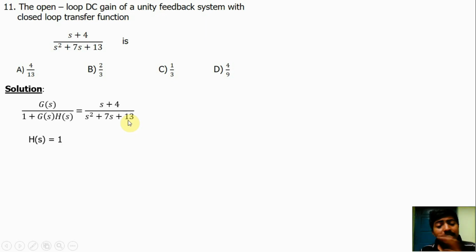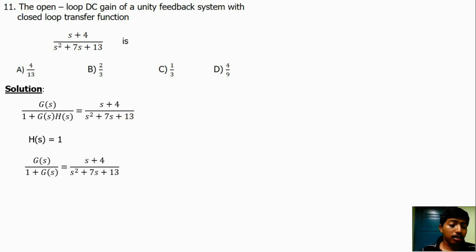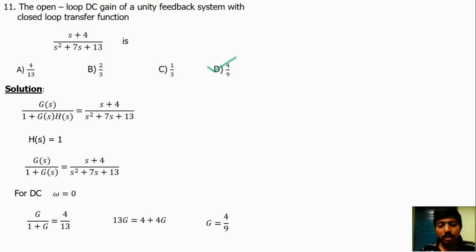So DC means omega is equal to 0. If we substitute omega equal to 0, we will get G by 1 plus G is equal to 4 by 13. But we need G, the open loop DC gain. Simply with this equation, find G, that is the open loop gain. So we will get G is equal to 4 by 9, that is the open loop gain. So option D is correct.